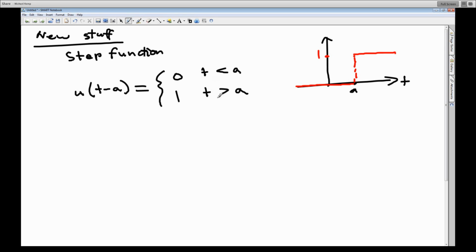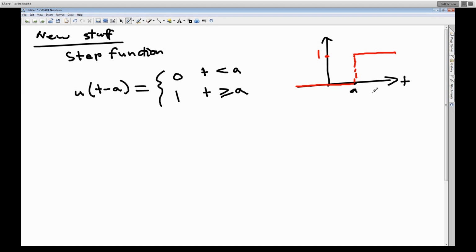And at t equals a, it doesn't really matter what it is in summary capacity. Usually it doesn't make much difference in any application. For our definition, we'll make it 1 at t equals a. But it rarely makes a difference, and when it does, you've got to be more careful with it. So that's pretty much it. It just sort of jumps up.